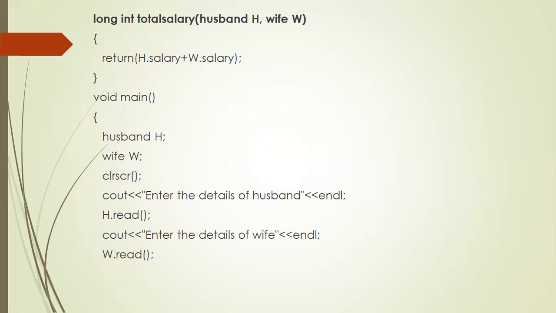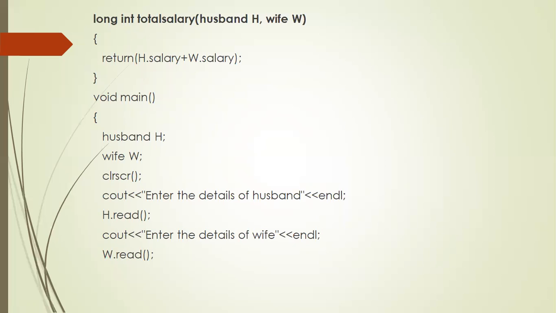How to calculate the total salary? I told already, a friend function can access the private data only through the object name. Here one is the h object, the other one is the w object. So return h dot salary plus w dot salary. You return that, so that becomes a long integer. Now we have defined the total salary function, which is common for both husband class and wife class. That's the reason I have defined it only once.